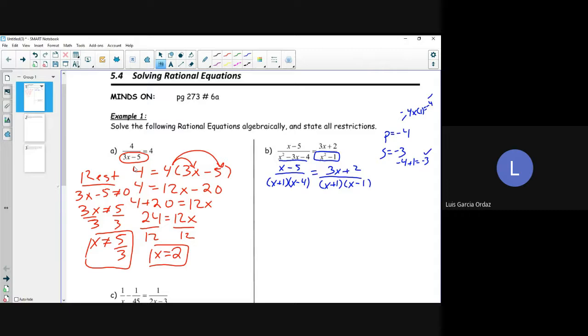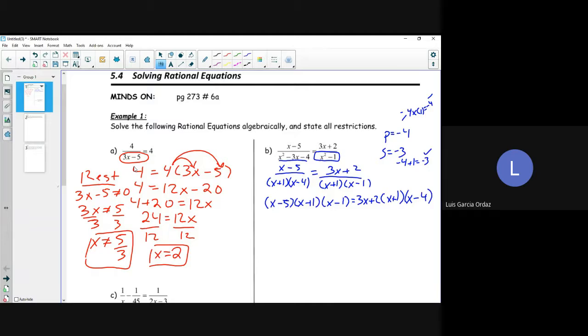So what would we have to do next? We're going to cross multiply. So we get x minus 5 times x plus 1 times x minus 1 is equal to 3x plus 2 times x plus 1 and x minus 4.